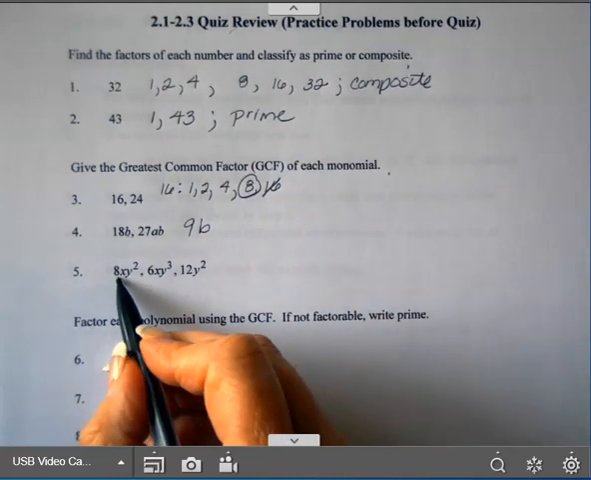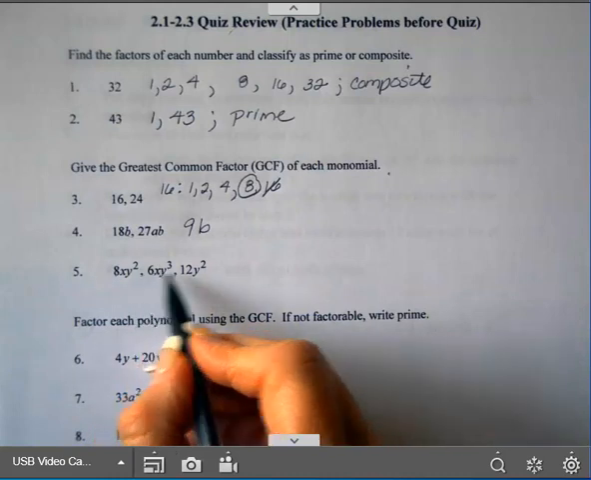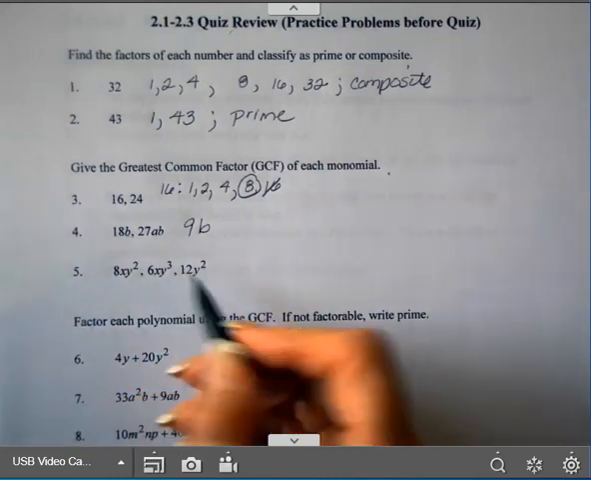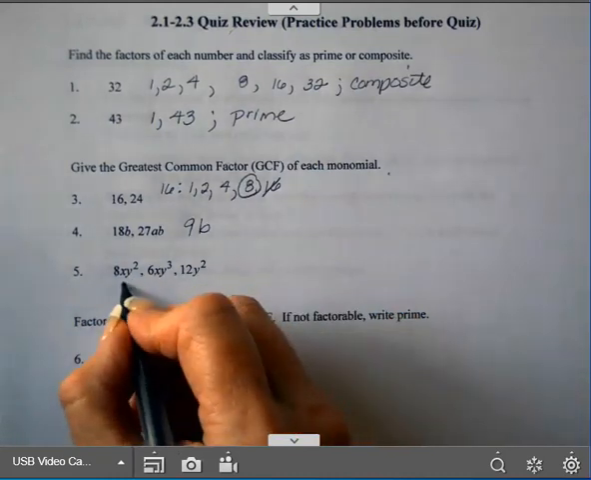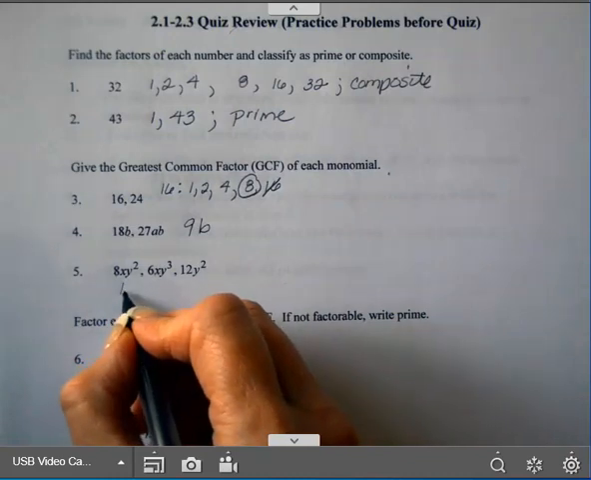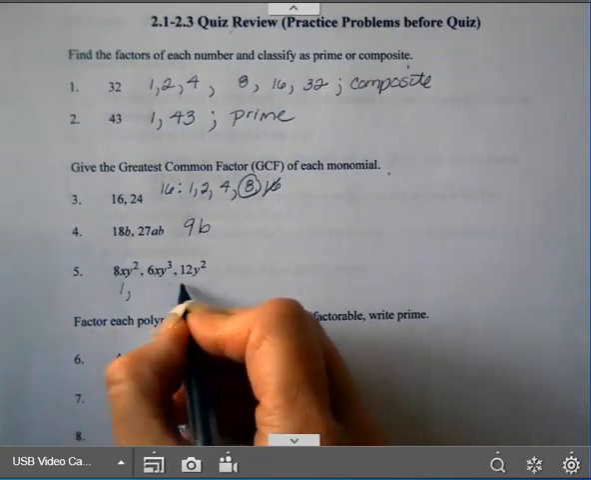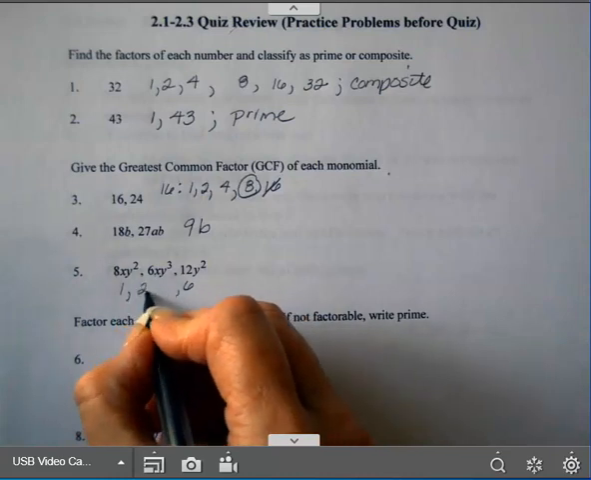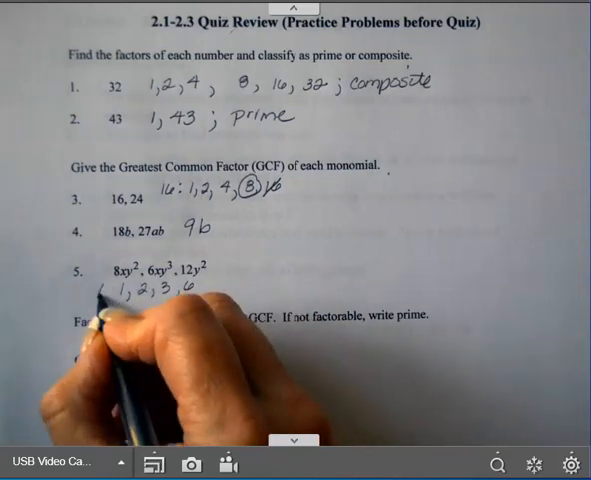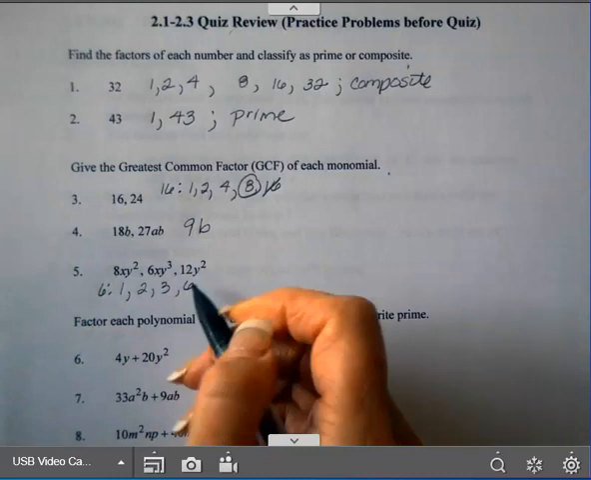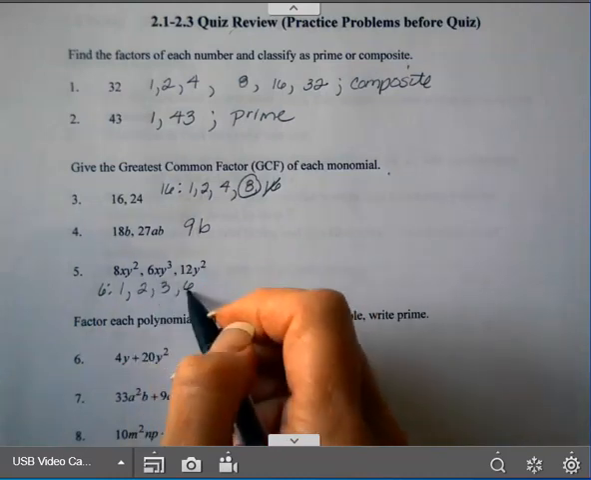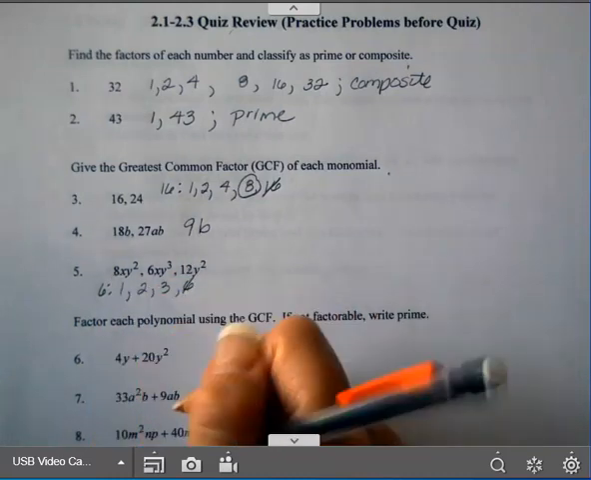Okay, for number 5, let's look at the numbers. We have 8, 6, and 12. So we can write down the factors of 6. So you have 1 and 6, 2 and 3. Okay, so 6 goes into 12, 6 goes into 6, 6 does not go into 8. Out of luck on that one.